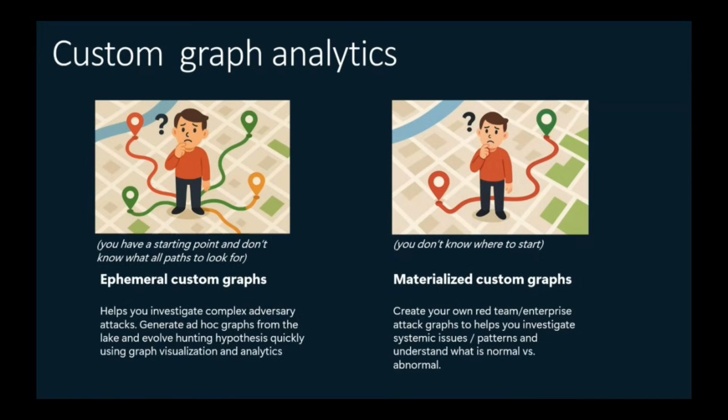But what happens if you want to persist your graphs? Then that's going to be a materialized custom graph. They're the opposite. You persist them. You can update them over time. And this is something that you want when the graph itself becomes a recurring asset. A great example in this domain would probably be ongoing identity or access path analysis. And that's going to track privilege relationships and how they evolved over time.